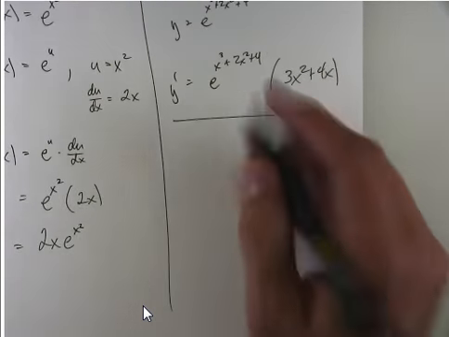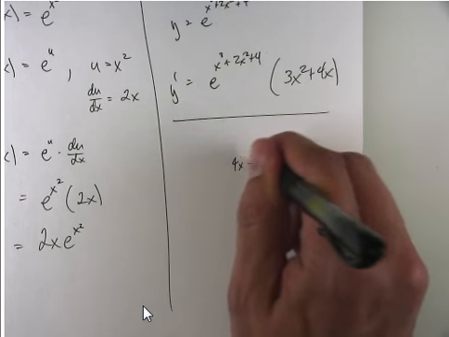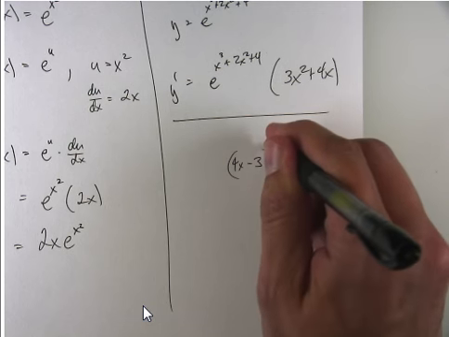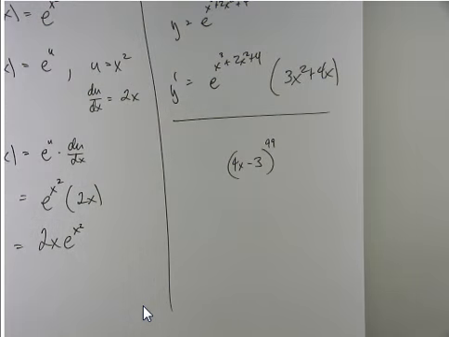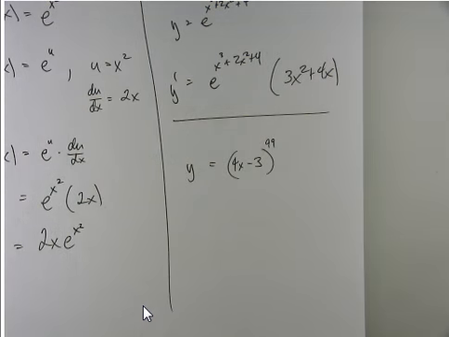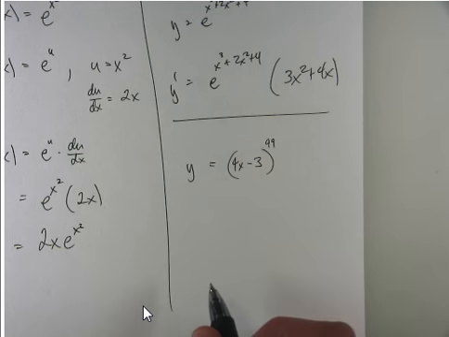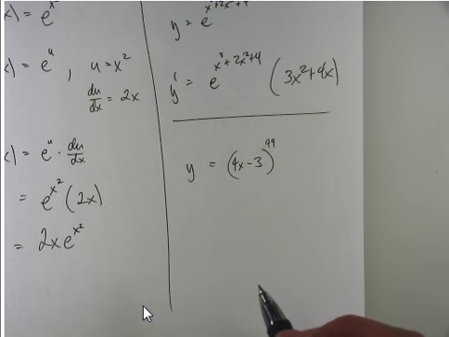I have something that looks like 4x minus 3 raised to the 99th power. Now, if I really wanted to, I could multiply all of this out, and I would get a polynomial with like 100 terms in it, and then I could take the derivative really easily. But it would cost me like a year of my life, which I don't want to do, right?